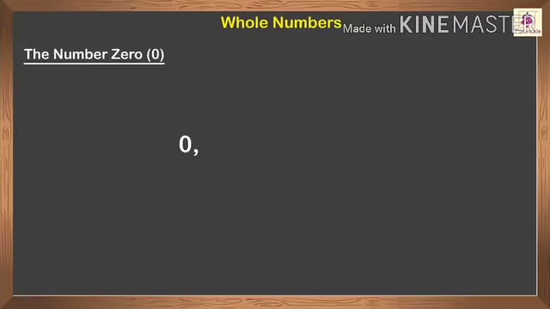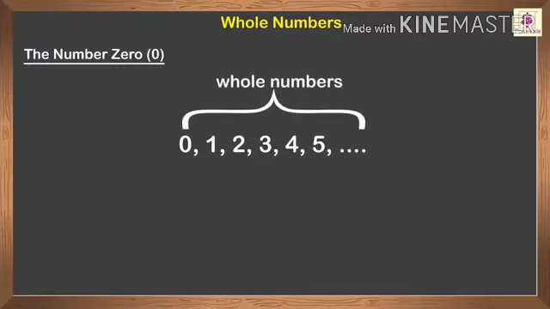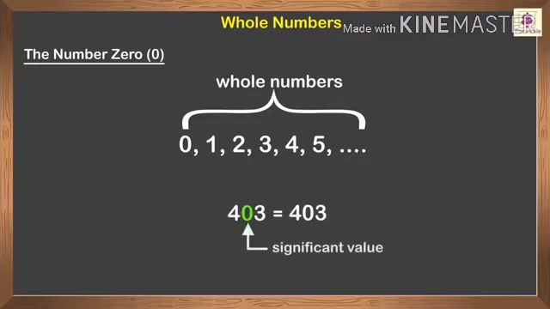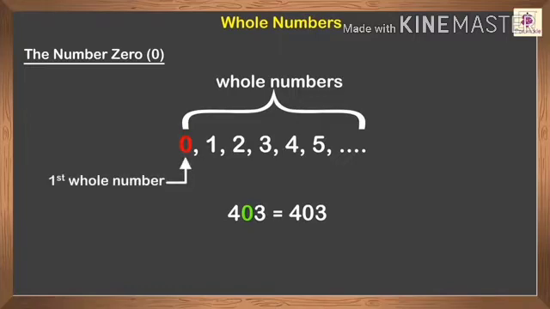The numbers 0, 1, 2, 3, 4, 5, and so on are called whole numbers. 0 has no value if placed before a natural number, but it has a significant value when placed after a natural number. Although 0 is the first whole number, the first counting number is 1.